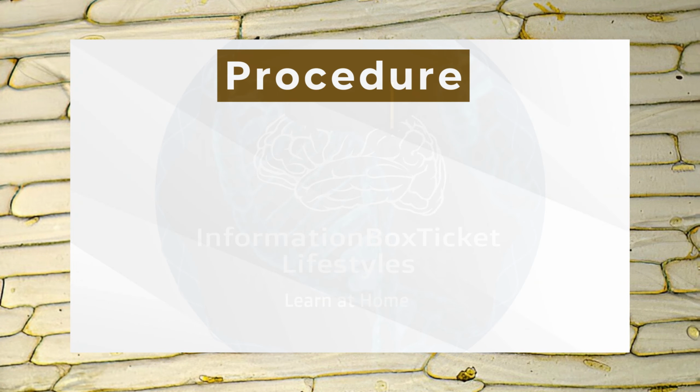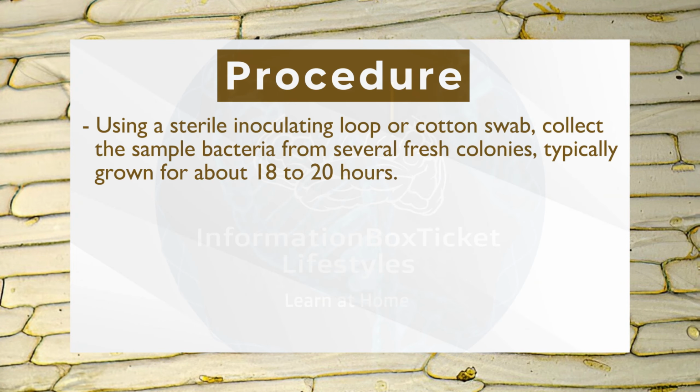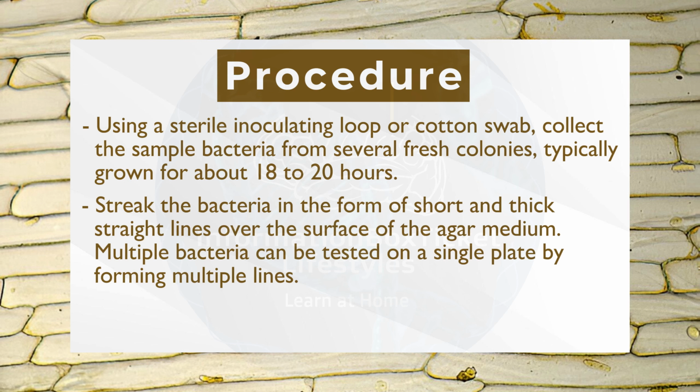Procedure of starch hydrolysis test. Using a sterile inoculating loop or cotton swab, collect the sample bacteria from several fresh colonies, typically grown for about 18 to 20 hours. Streak the bacteria in the form of short and thick straight lines over the surface of the agar medium. Multiple bacteria can be tested on a single plate by forming multiple lines.